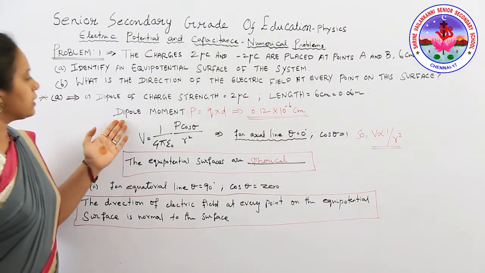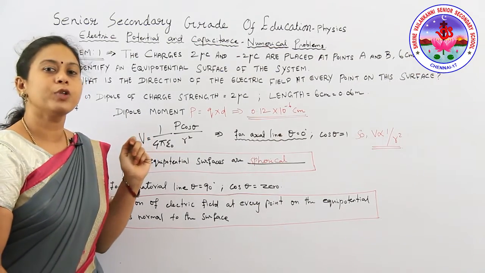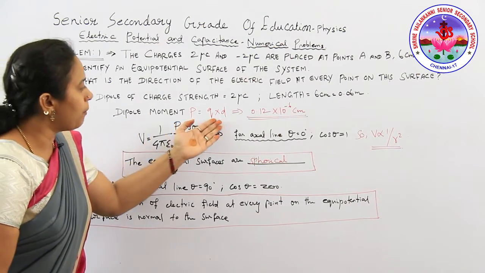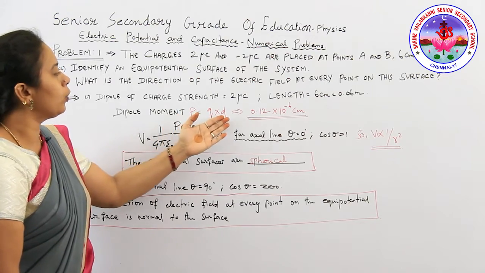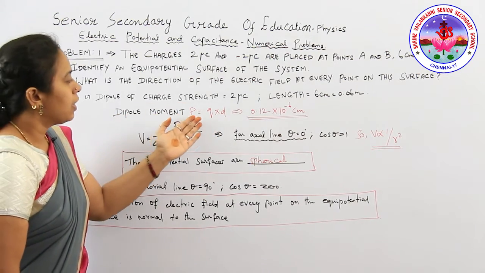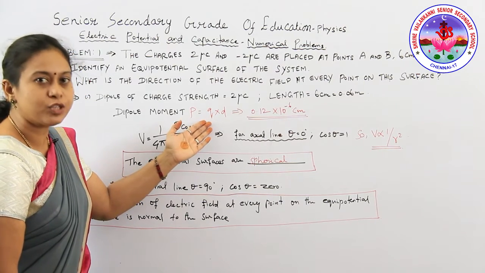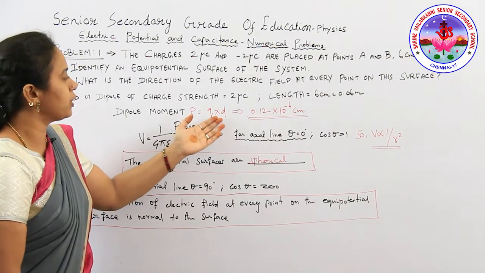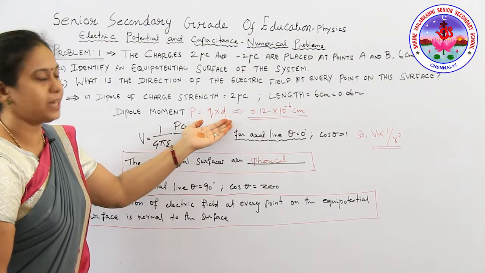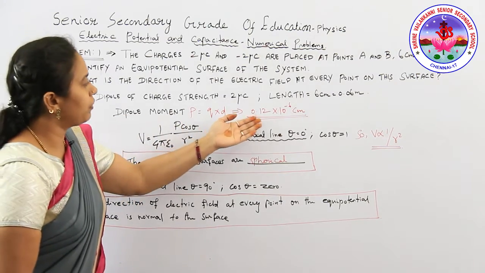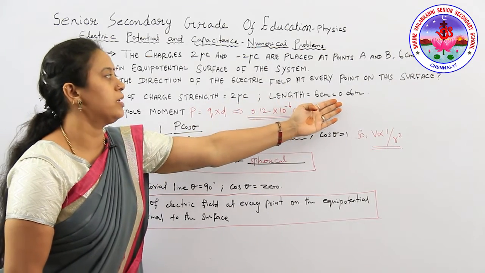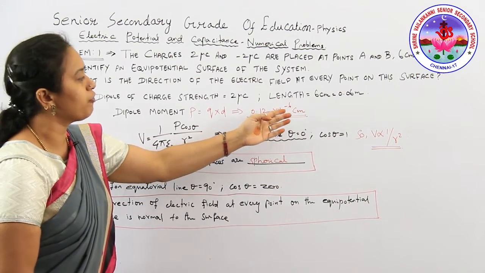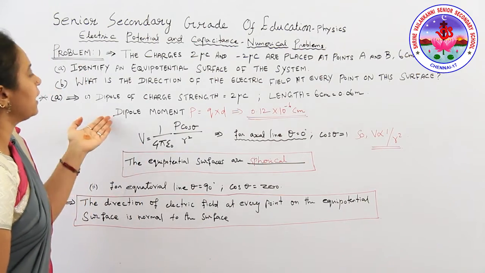To know about the dipole moment formula, you have to check the previous sessions, and you may get the formula which is p equal to q into d. The dipole moment is q, that is nothing but the charge, either minus q or plus q, into the distance we have to take, right? That is dipole moment. After we take 2 into 0.06 meter, you will get 0.12 into 10 to the power of minus 6 coulomb meter. This is for the dipole moment.